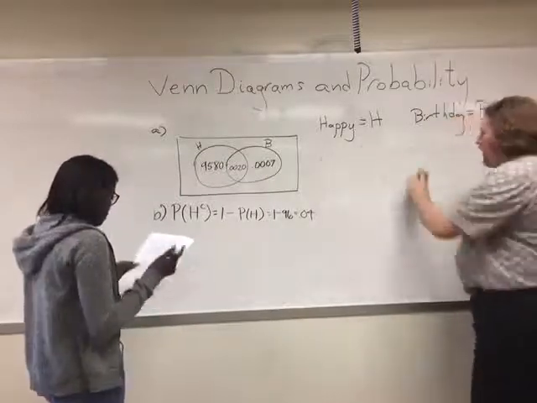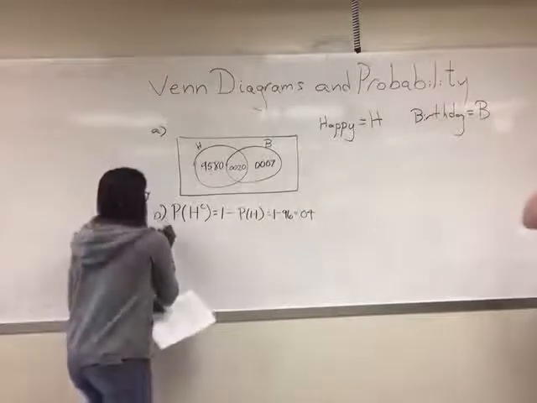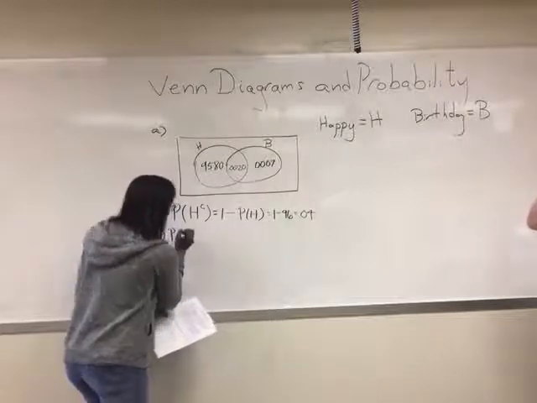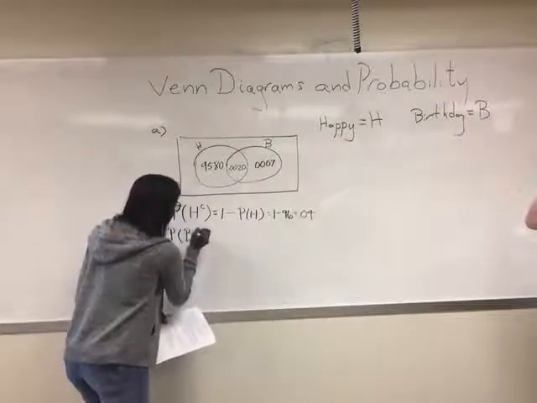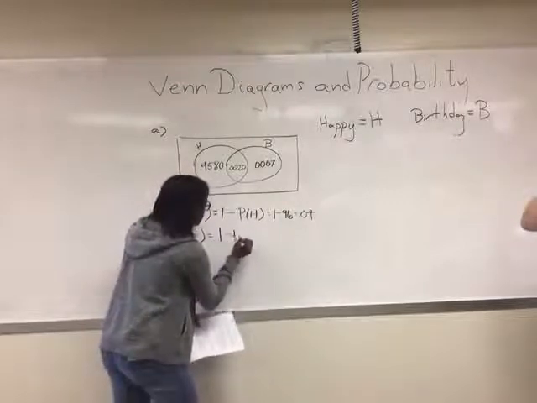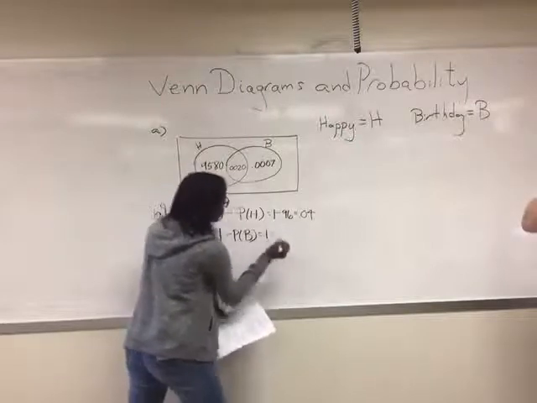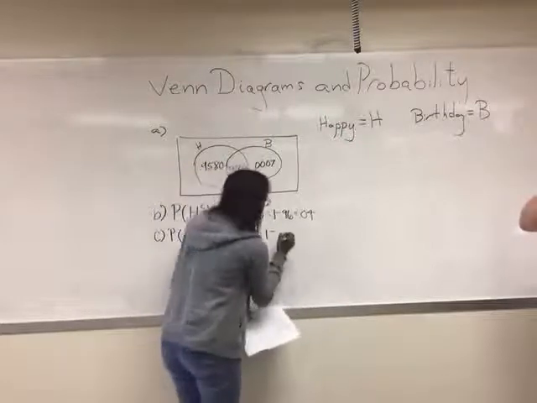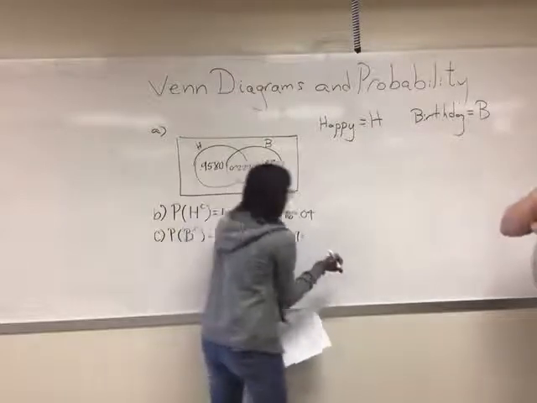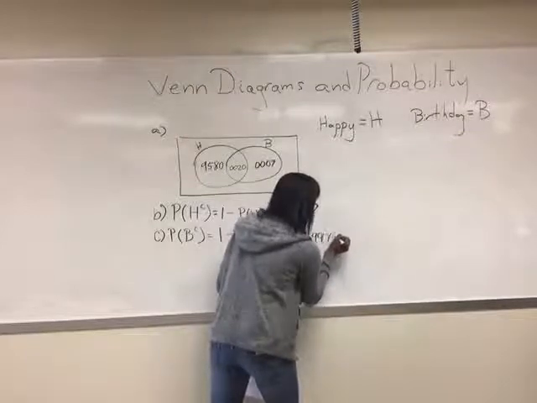And then what about C? C says, what is the probability it is not your birthday? So, just like B, instead with birthday, so the probability of B complement. So it would be 1 minus the probability that it is my birthday, which would be 1 minus 0.0027, which is 0.9973. Yes.